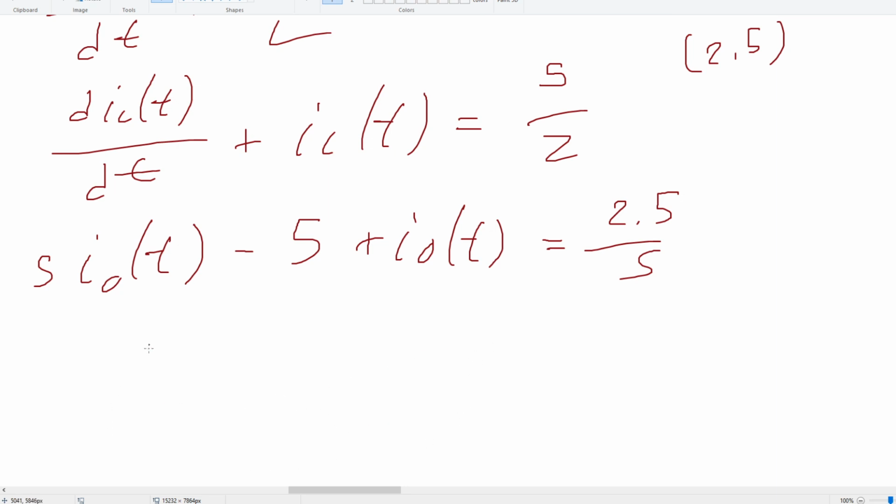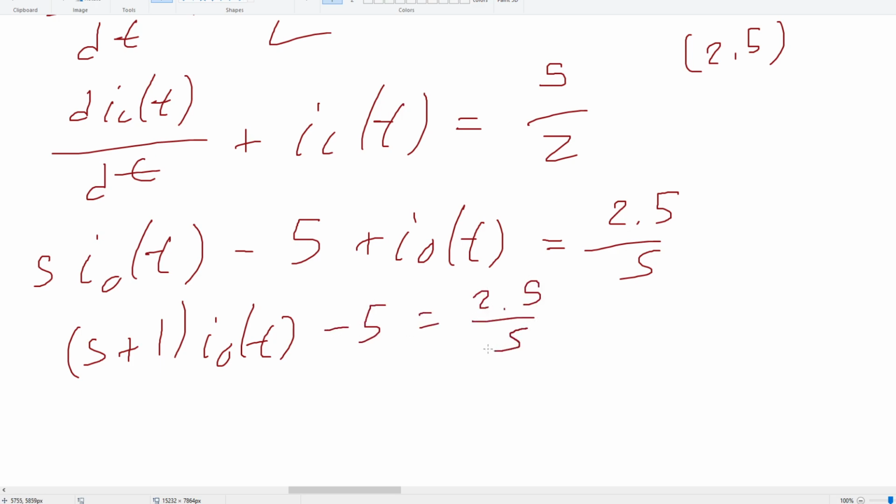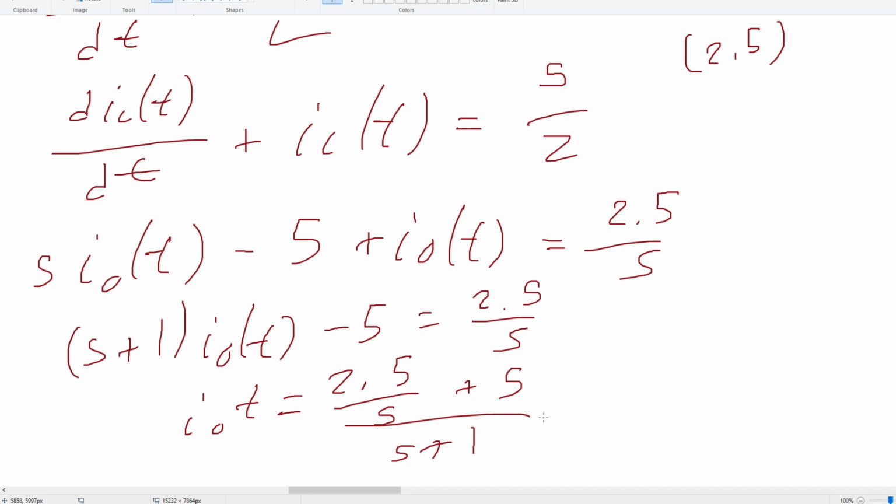Hopefully I'm doing this right. I'm gonna check back with the answer just to make sure. But this is going to be s plus 1. I'll check back after I solve it. I0t minus 5 is equal to 2.5 over s, and then you have I0t is equal to 2.5 over s plus 5 divided by s plus 1, and as we know, luckily there's no s over here.